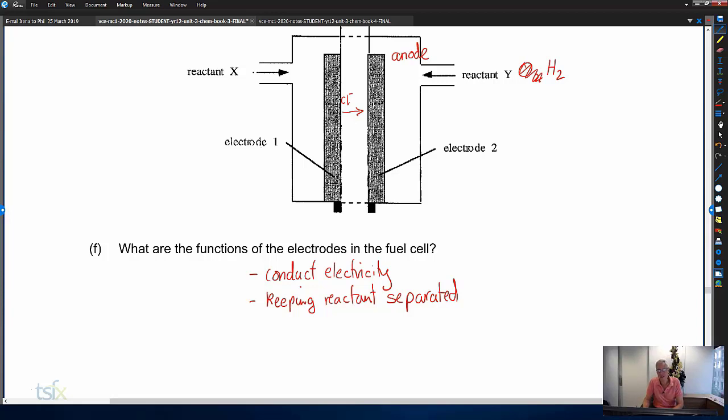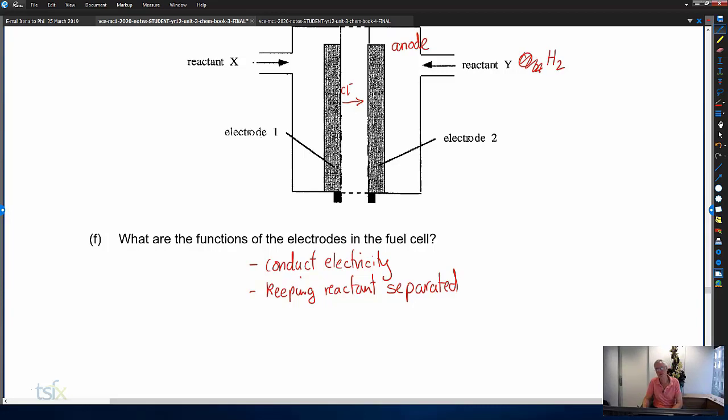Remember, the whole principle of any galvanic cell is that if you allow the reactants to mix directly, you will just get heat from an exothermic reaction. You won't get any electricity. If you want to get electricity from the chemical energy that's available, you have to stop the reactants from meeting. So I think you can see from the diagram, the electrodes are stopping reactant X meeting reactant Y, the oxygen meeting the hydrogen. So that's one of their functions.